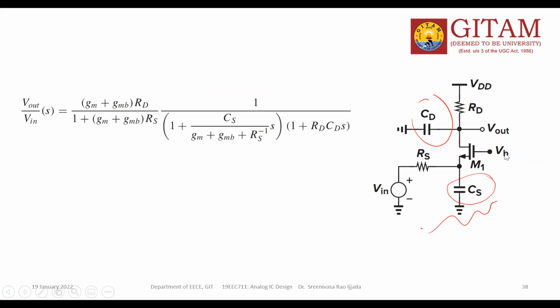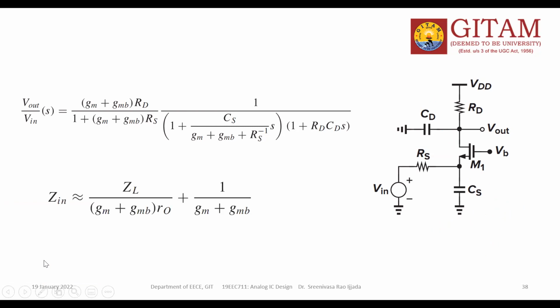Omega in is nothing but the input capacitance multiplied with the input impedance. Input impedance is zeta, you can say, multiplied with the CS. What is zeta? Zeta here is 1 by gm plus gmb plus 1 by RS. Similarly, output resistance is RD and output capacitance is CD, so you get 1 plus CD into RD CS. Here I have taken the input impedance value.